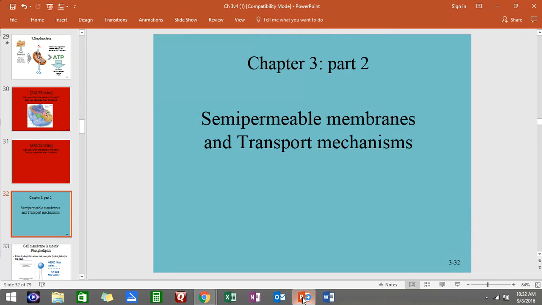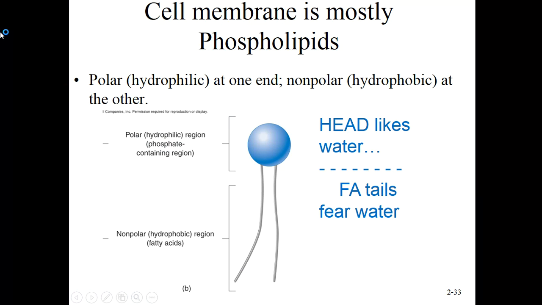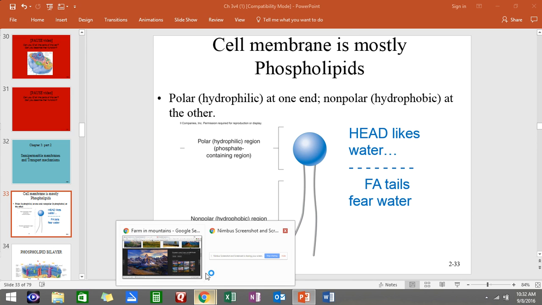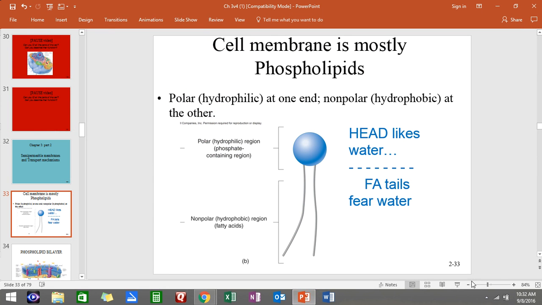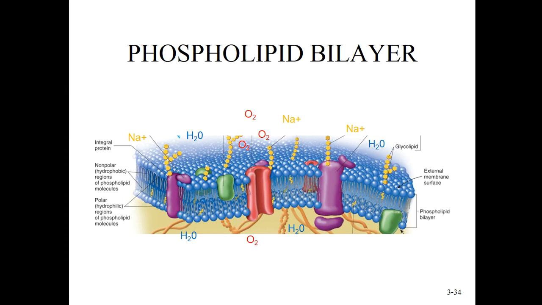In this video, I'm going to help you understand the semi-permeable nature of the plasma membrane and how we move things from one side of the plasma membrane to the other. It all starts with this quirky phospholipid. Remember this? The most abundant component of the cell membrane or plasma membrane are these little blue molecules called phospholipids.